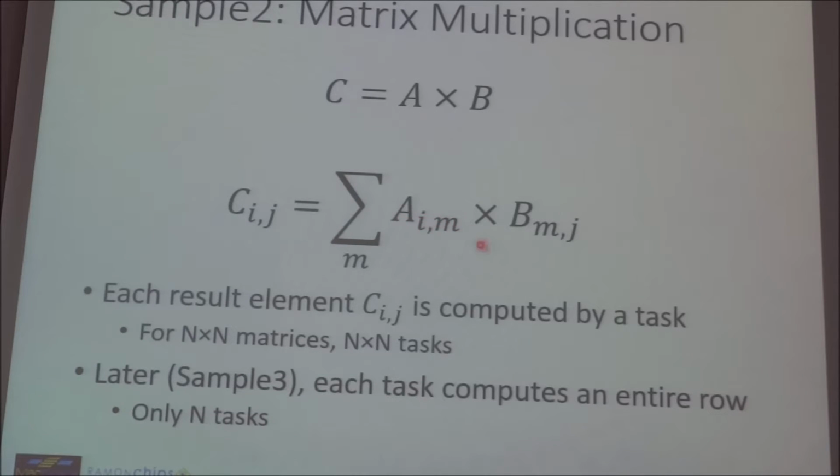Of course, we now do a much simpler, more naive approach. Each result is computed by one task. In our parallelization, C(I,J) is one task. So if we have matrices that are n by n, we have n by n tasks. Each task computes a single result in the result matrix. Later in the next sample, each task will do something else, will compute an entire row.